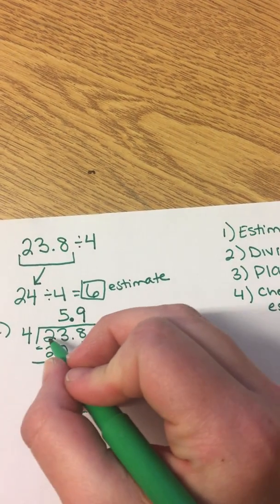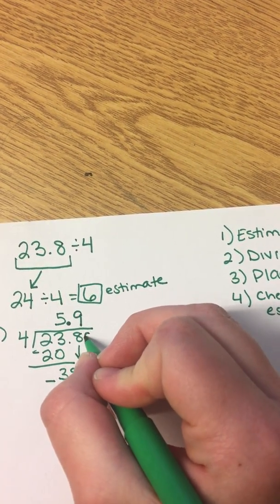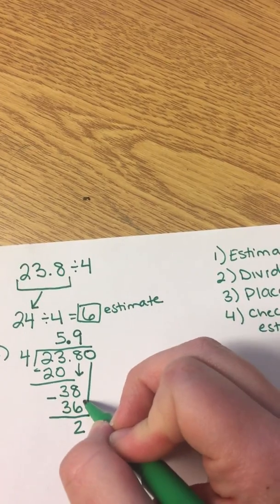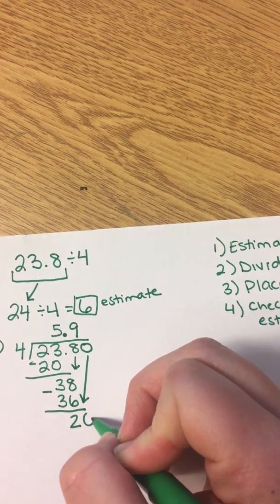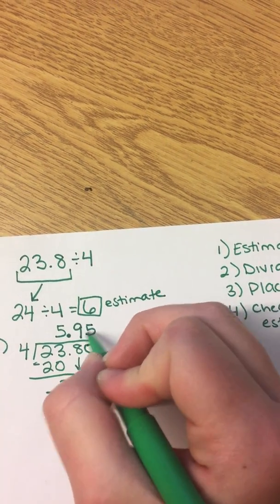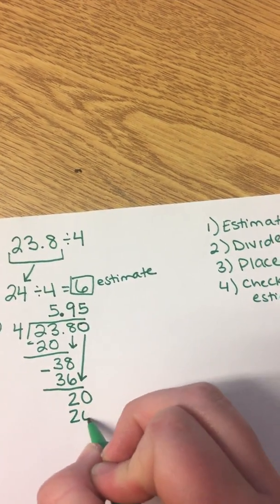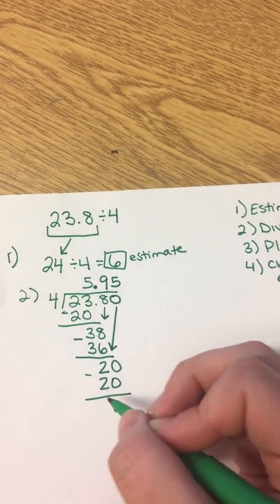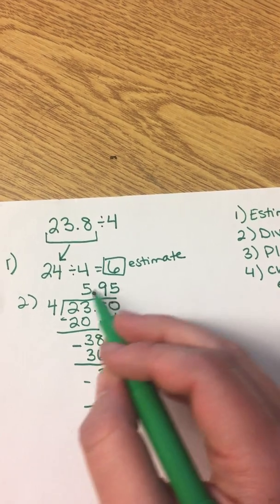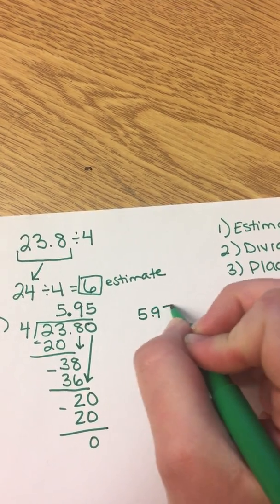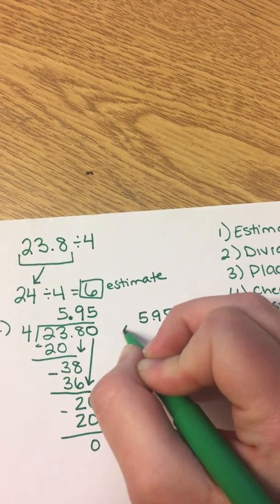So I know that this number, 23 and 8/10, I can also think of it as 23 and 80/100, or put a 0 here, and I'll bring that down. How many times does 4 go into 20? Goes in 5 times. 5 times 4 is 20. So I'm going to subtract, and I get 0. So that means I have used all of these digits here. I am all done. I can also check my work by doing some multiplication, so I'm going to do that really quick just to make sure.